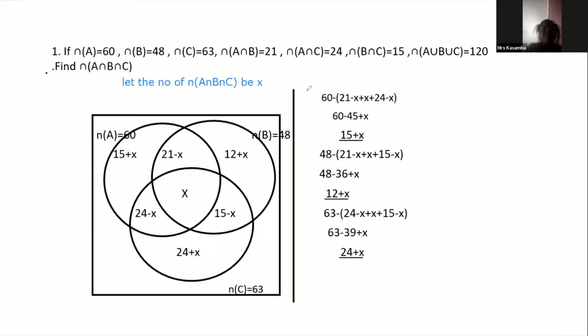Now, the whole of set A already has 60 elements or 60 members. Already you have the 21 minus X, the X, and the 24 minus X. But that entire set should be 60. So that's why Alvin was now laboring to show you how we get the A only. Thank you very much. My A only, which she got as 15 plus X, how did she get that? The entire set should be 60. So you can say maybe Y, A only is Y plus 21 minus X plus 24 minus X.